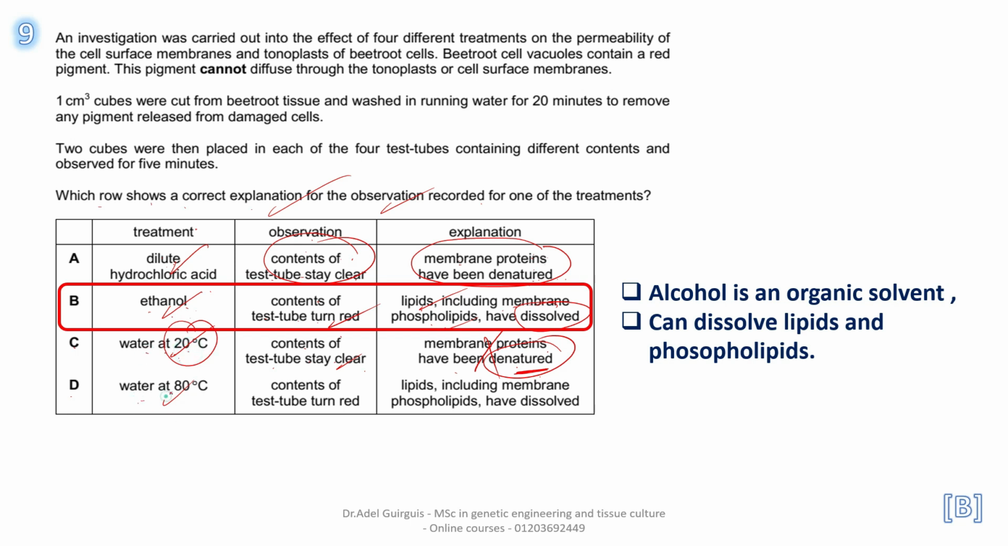What about at 80? The contents of the test tube turn red. Lipids including membrane phospholipids have dissolved. Hot water is unable to dissolve fats, like when we wash our hands after a meal full of fat or grease. What would happen with hot water? Hot water alone is unable to dissolve fat from our hands. We need soap, we need detergent to dissolve this grease or fat. So this is wrong also. The answer B is correct.